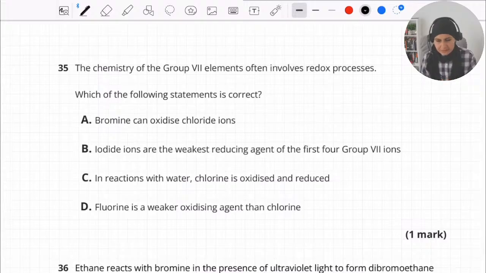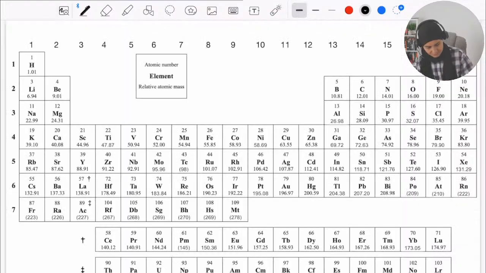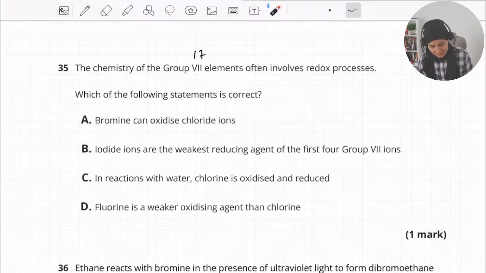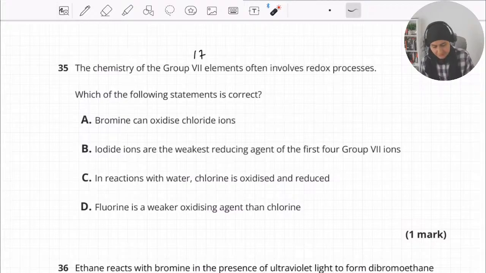35. The chemistry of group 7 elements often involves redox processes. Group 7 is like 17, you know, this one. Involves redox processes. Which of the following statements is correct?